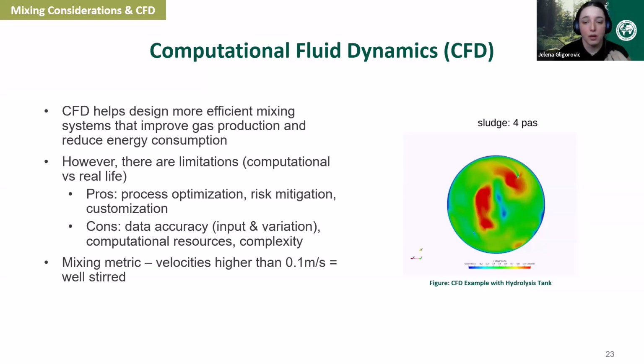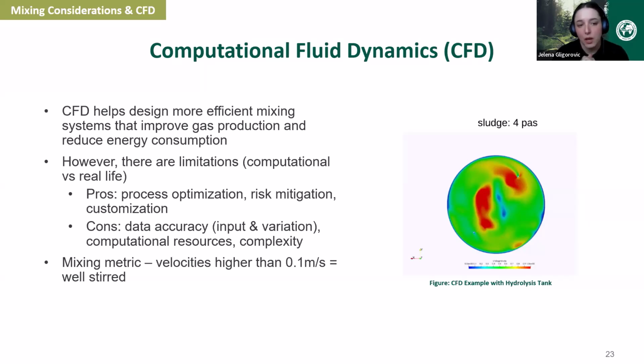There are also a lot of computational resources required for CFD, and the models can be pretty complex and require calibration and validation. The benefits are cost reduction, so you don't need as many trial and error experiments. You can have some process optimization, and you can also identify risk areas of your tanks as well, and areas for improvement. So CFDs are usually used as an indicator of how a mixing system is doing, and not the end-all be-all of how it will actually perform in real life.